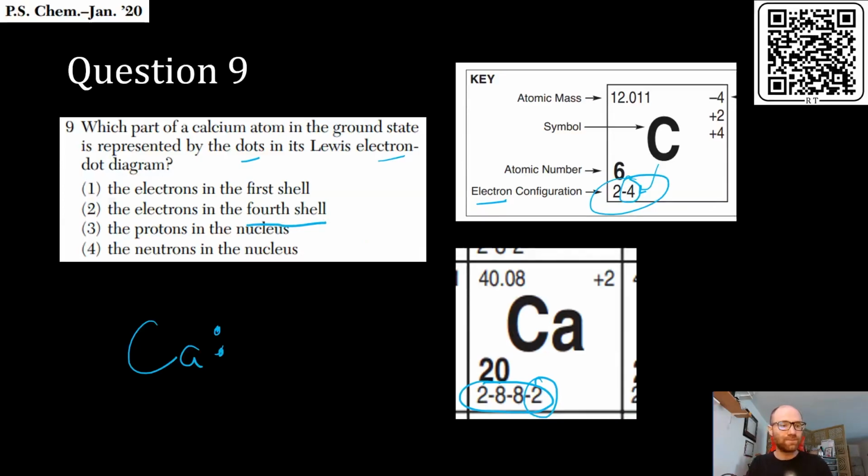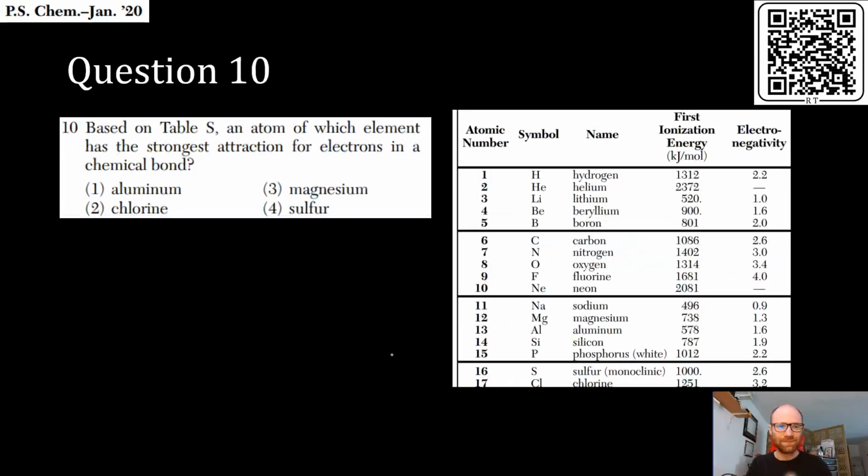4th shell of calcium. While it's true that there's also 2 electrons in the first shell, different elements would have a different number of dots in the 1st and 4th shells, or the 1st and 3rd shells, whichever is your outermost. So be careful, that's a distractor answer. Don't go for that one. While it's true, it's not correct.